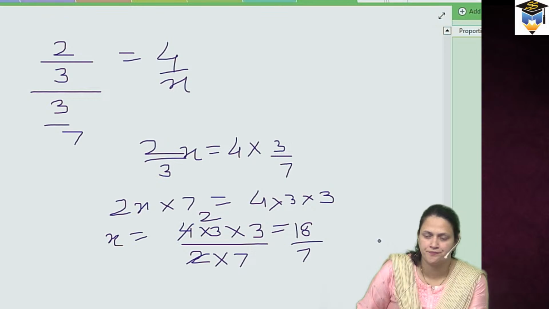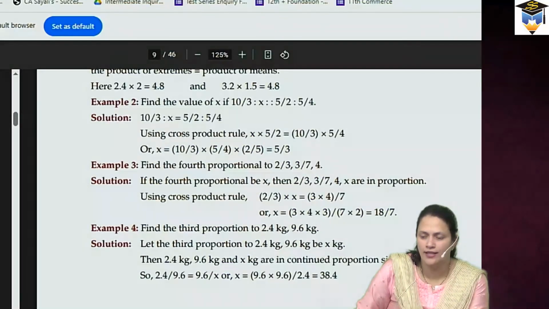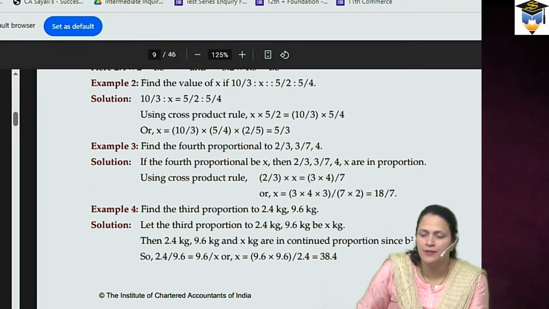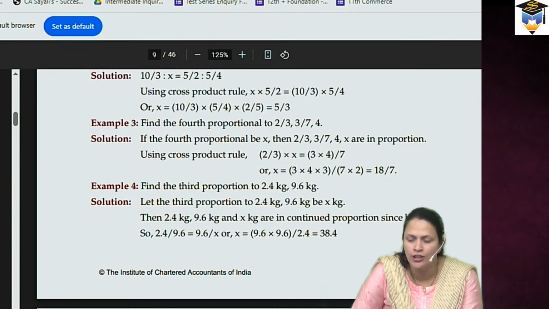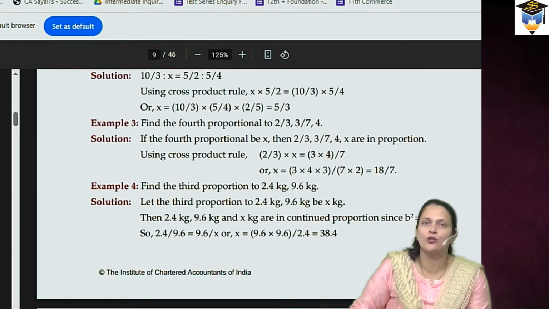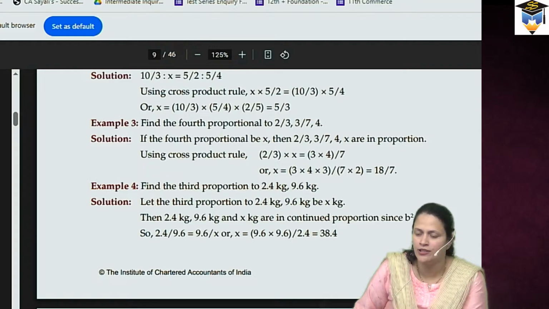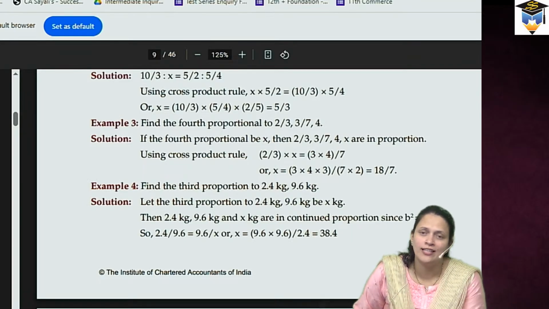Finished? Now let us go to the next part. Example number 4 is also important. Here in example number 4, they have told you to find out the third proportion to 2.4 kg and 9.6 kg. That means they have asked you to find out the value of x, which is going to be the third proportional. So whenever there are three numbers in proportion, how do we write them?